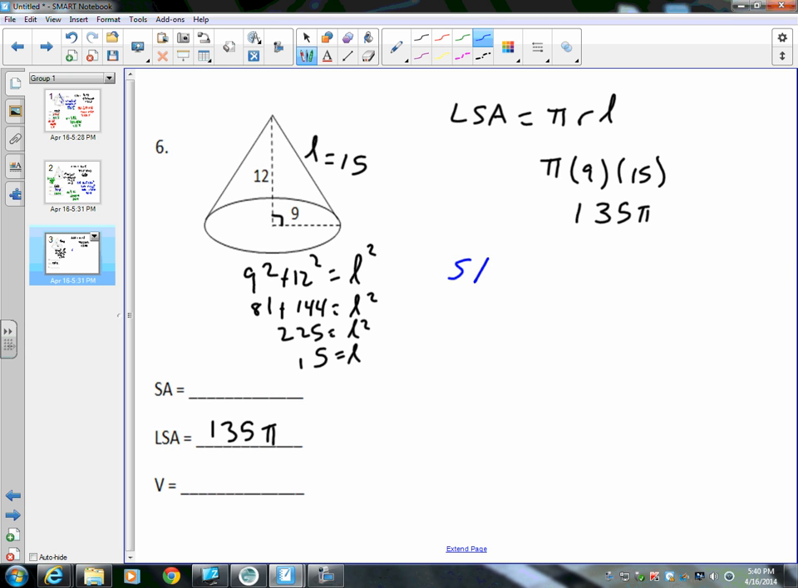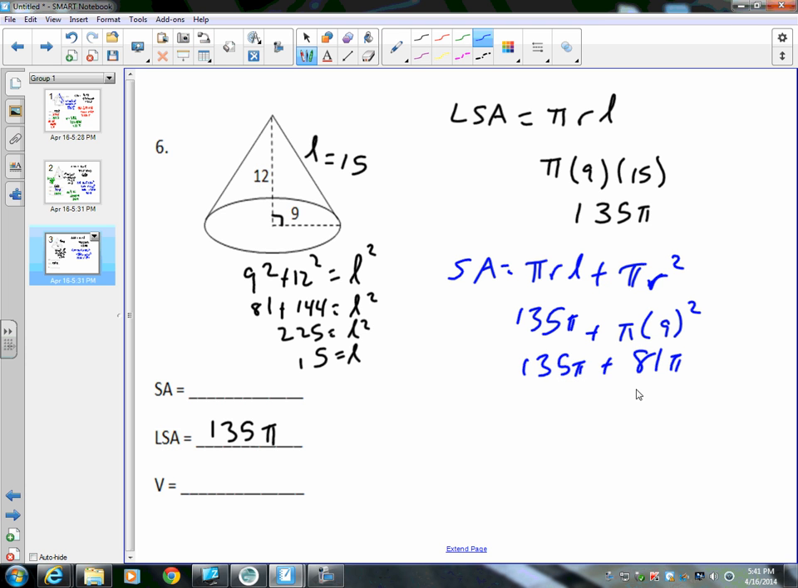Next, let's find total surface area. Total surface area for a cone would be, just like before, pi r L plus pi r squared. Pi r L we already did, it's 135 pi. Radius is 9, so 135 pi plus 9 squared is 81 pi. 135 plus 81 is 216, so we get 216 pi for total surface area.